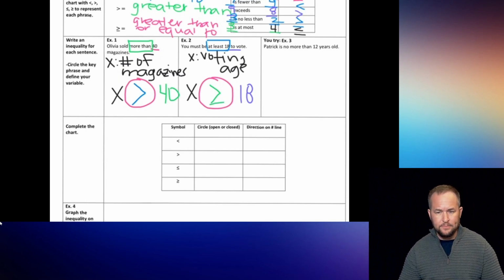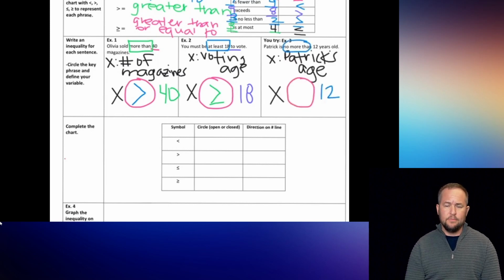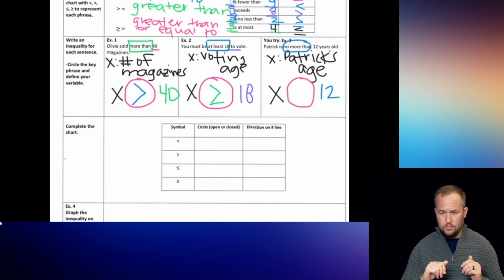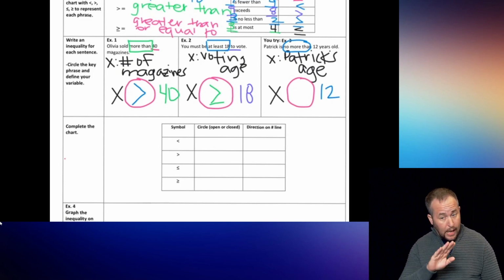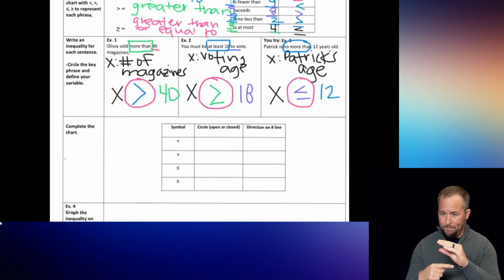All right, so go ahead and pause the video, and I want you to try for example 3. All right, so hopefully you define that variable as Patrick's age. He's no more than is what you circled because that is our key phrase. If I'm no more than 12, that means that you can be 12 or younger. So therefore your inequality needs to go in that direction.